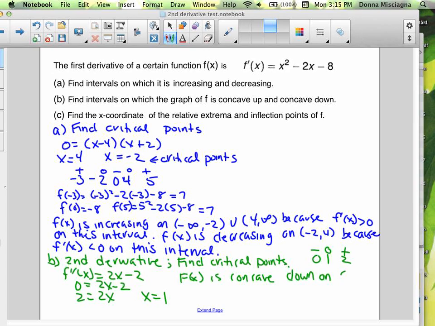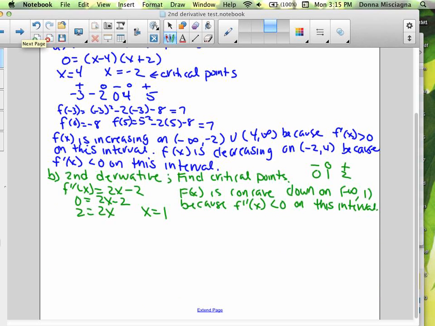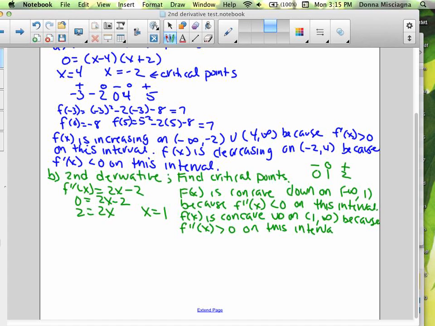on negative infinity to 1 because f double prime of x is less than 0 on this interval. I need more space. There we go. F of x is concave up on 1 to infinity because f double prime of x is greater than 0 on this interval. There we go.